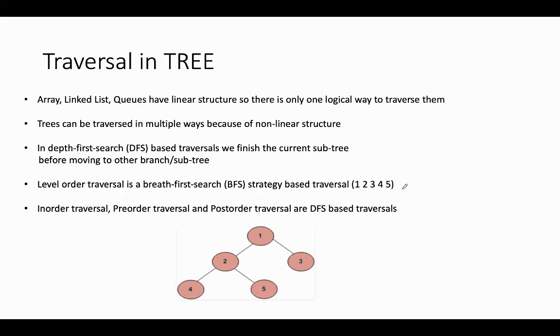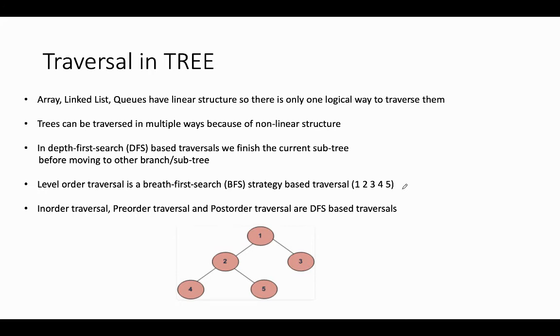Now let's come to the traversal in the tree. So trees are non-linear structures, these are not linear structures. Like in the case of linear structures like array, linked list, queues, we know there is only one way to traverse them, but there can be multiple ways to traverse the tree depending upon from each node which direction you want to go. And then there is one more difference, which is whether you want to go on depth first search or breadth first search.